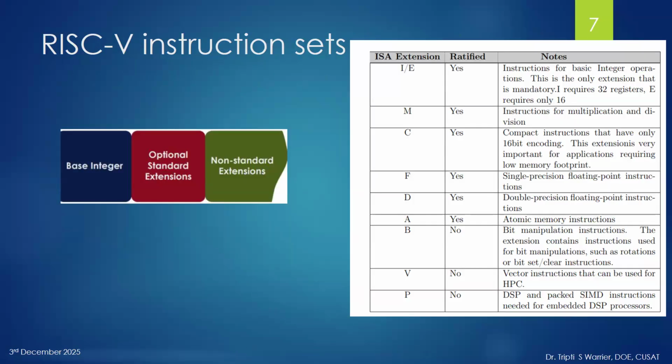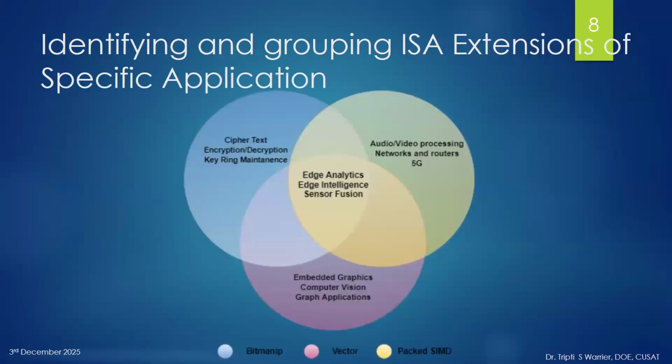Looking at all these instruction subsets, how to choose is a question that you may have in mind. Take bit manipulation, vector, and packed SIMD. SIMD is single instruction, multiple data, a kind of scenario generally used for DSP applications. So here I'm trying to explain applications and how to choose extensions.